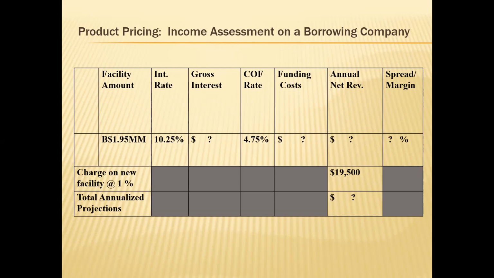Okay. And then finally, the total annualized projections, the total annual net revenue, maybe add annual net interest, any fees, and I guess that is our total. So let's look at the first one. So how do we work out gross interest?